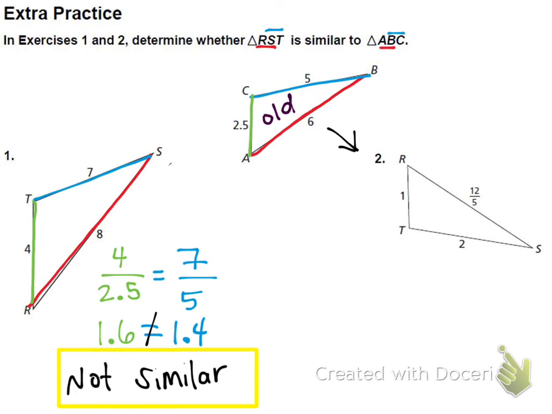So again, you want to go through and highlight the sides. AB still corresponds with RS. CA corresponds with TR. And then BC corresponds with ST.